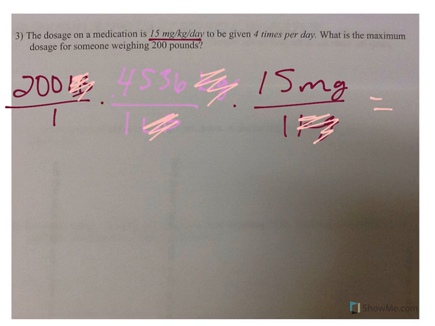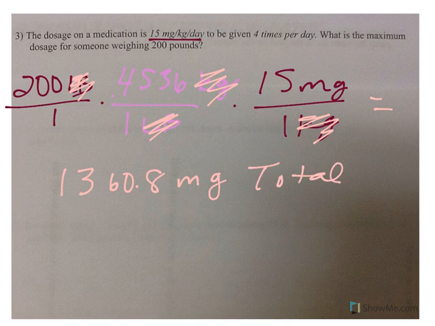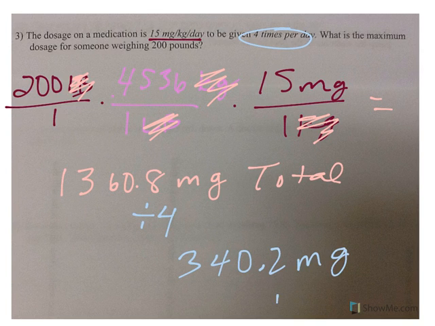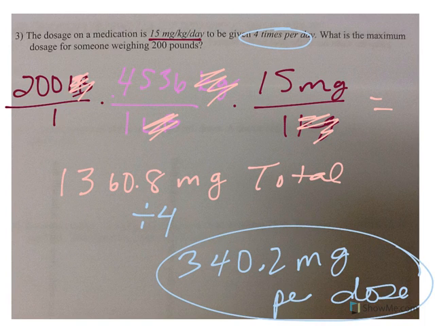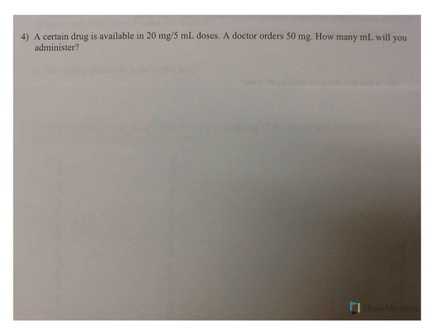So we now know the total is 657.7, nope, that was the last problem. I copied, sorry about that. 1,360.8 milligrams total. Well, you know as well as I do, you're getting this 4 times a day. Divide it by 4, and you should get 340.2 milligrams per dose. And there you go. All right, let's mix it up a little bit.